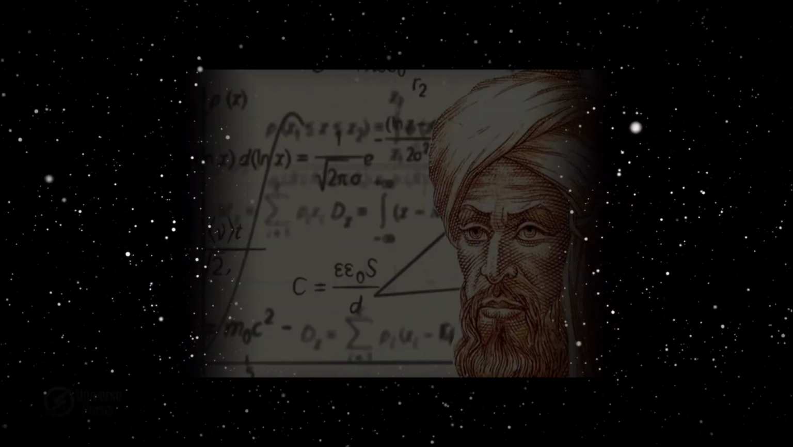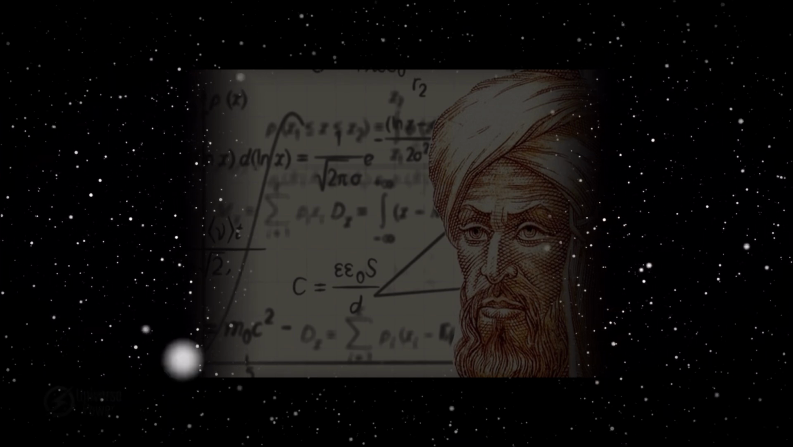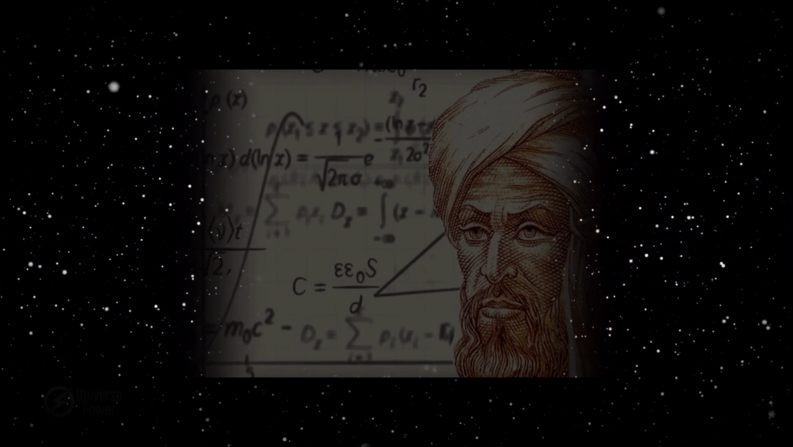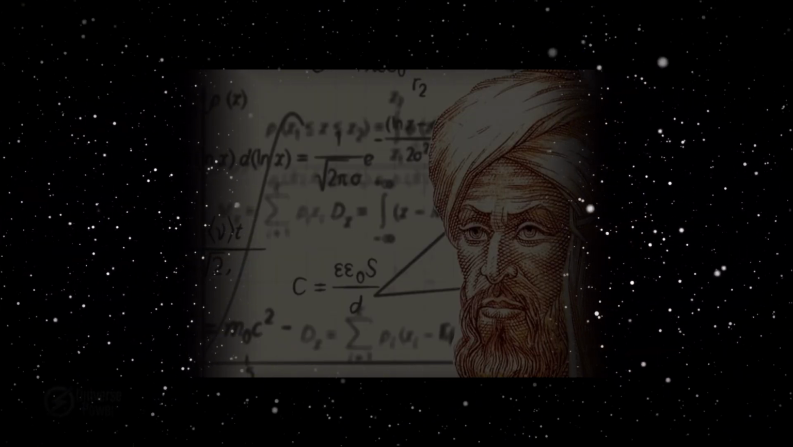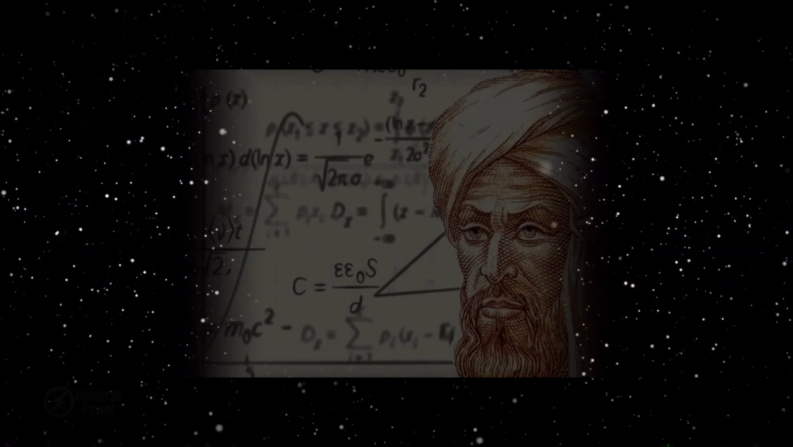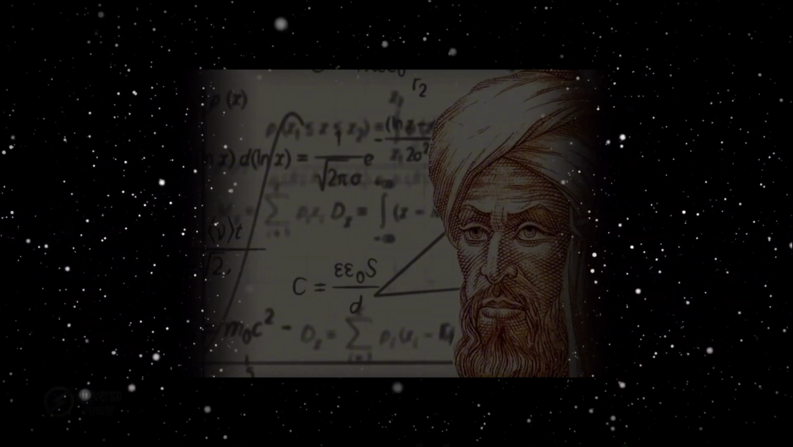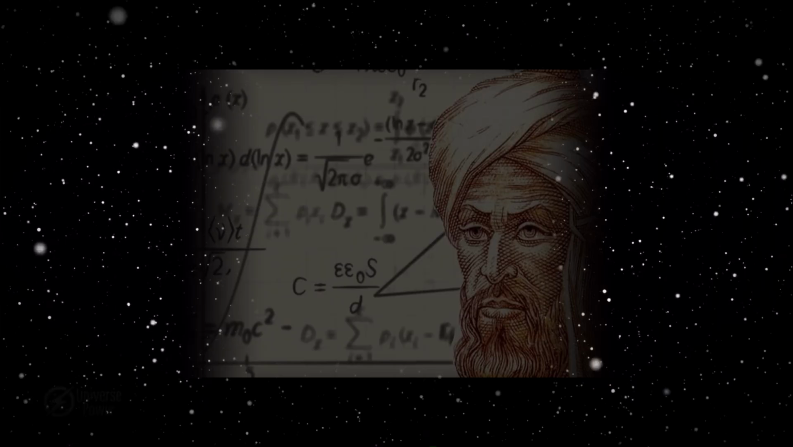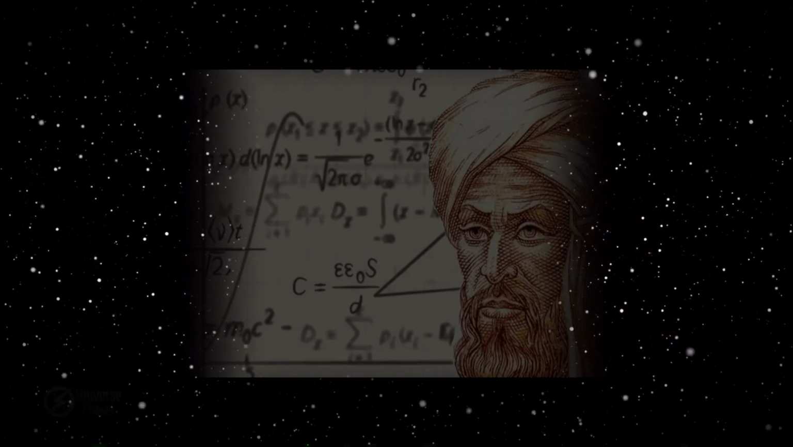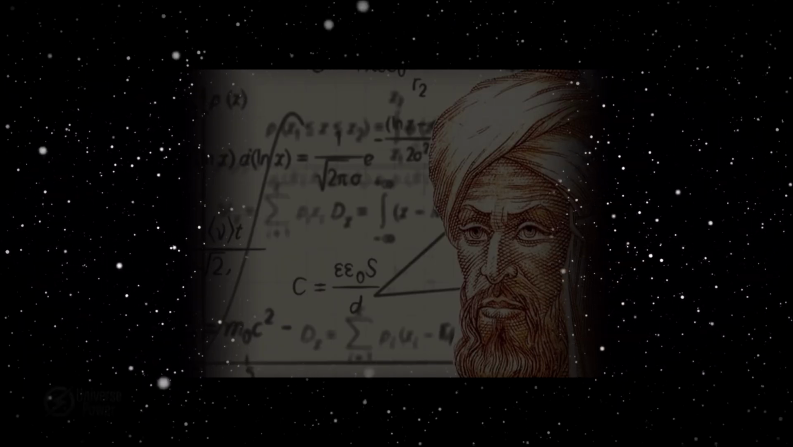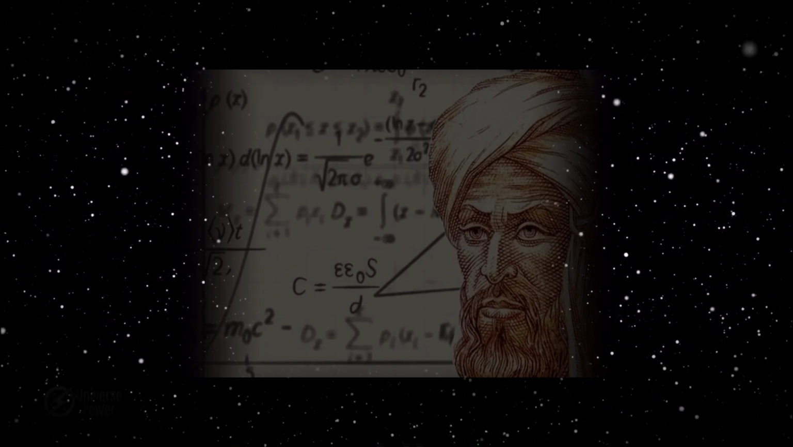Level 8. The Islamic Golden Age and Al-Khwarizmi. In the 9th century, Baghdad's House of Wisdom became a hub for knowledge. Scholars translated works from Greece, India, and Persia, preserving and expanding them. Among them was Al-Khwarizmi, whose writings on algebra and systematic problem-solving laid the groundwork for algorithms. His very name gave us the term algorithm.